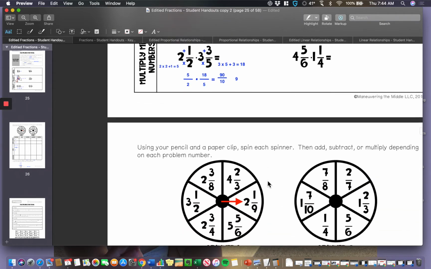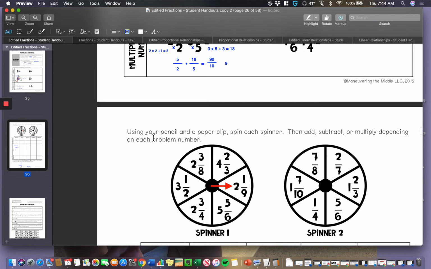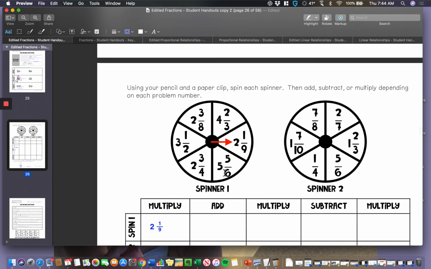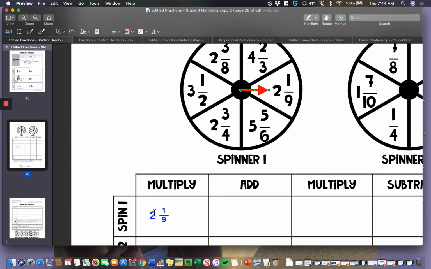All right, going down to the bottom of the page, we have two spinners here. So it says use your pencil or a paper clip to spin each spinner, then add, subtract, or multiply depending on each problem. So, using your spinner, you can spin your paper clip or whatever you have, and whatever number you're landing on will be your spin 1. So, if I landed on 2 and 1/9, I can put 2 and 1/9 from my first spin right there.